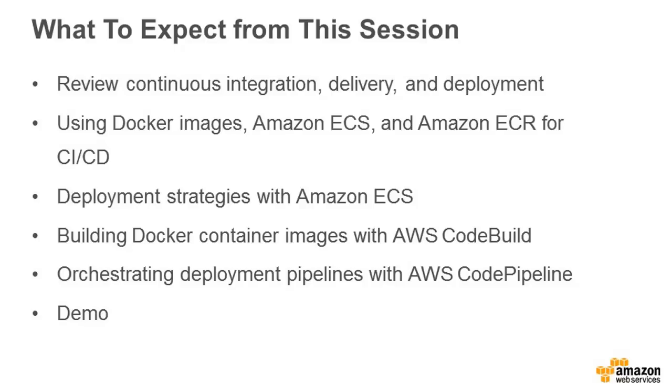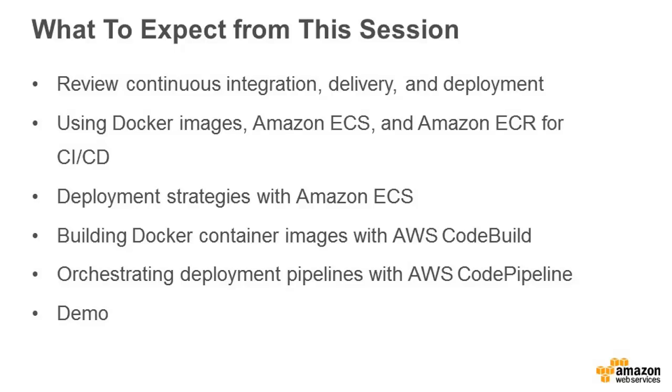We're then going to talk about using Docker images, Amazon EC2 Container Service, and Amazon EC2 Container Registry for powering a CICD workflow. We're going to dig into different kinds of deployment strategies with Amazon ECS. So we're going to look at some of the strategies you could employ in deploying containers. That includes things like blue-green deployment, a Canary deployment, and a rolling deployment.